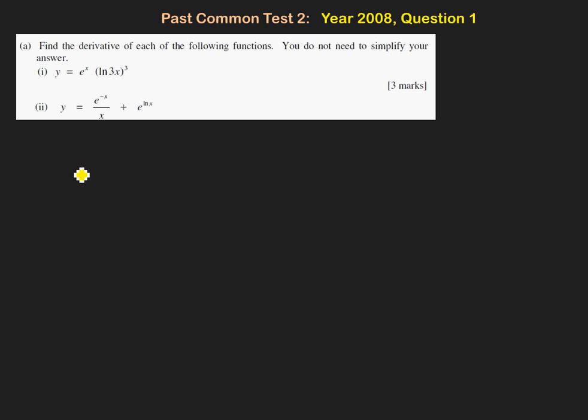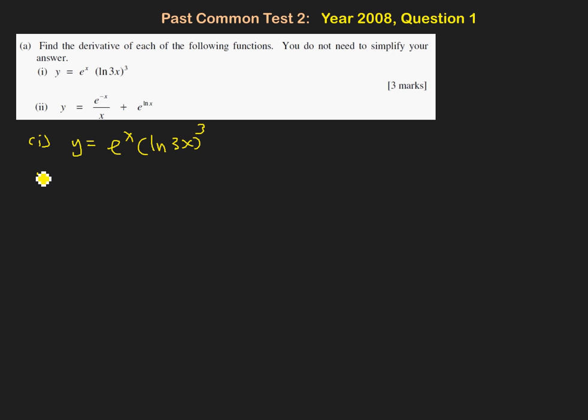Alright, let's try the first question of Common Test 2 of year 2008. This is the derivative of log and exponential functions. Clearly, the first part is a product of these two functions, e^x and ln 3x cubed.